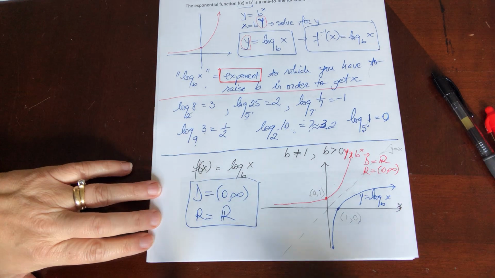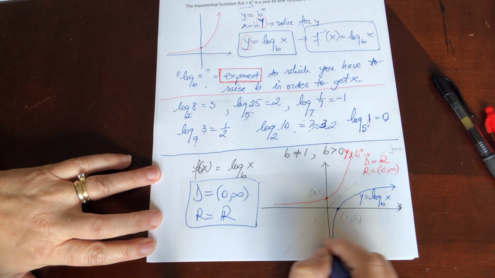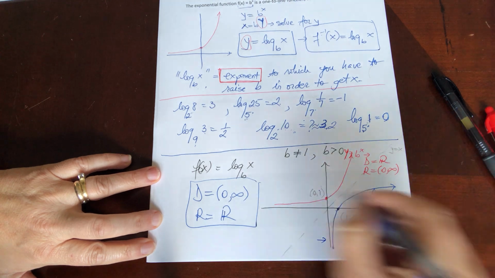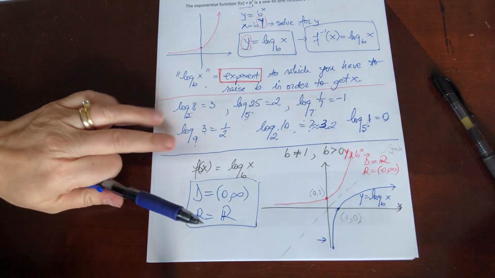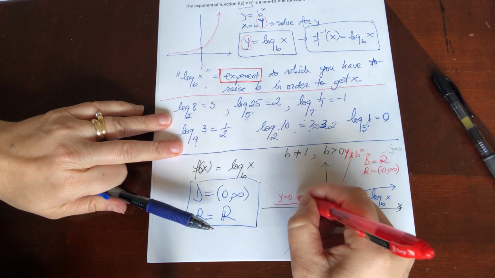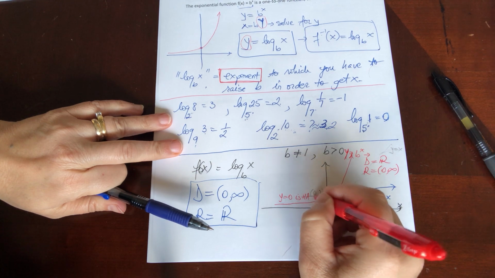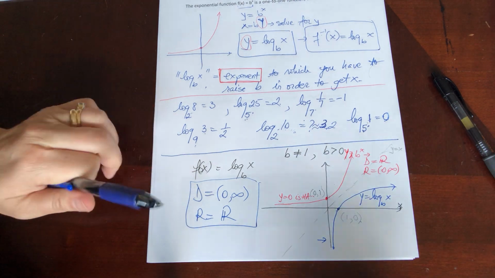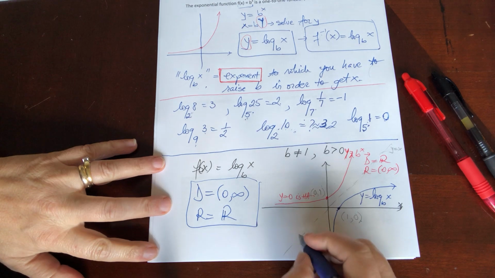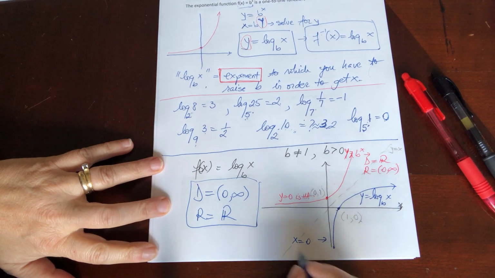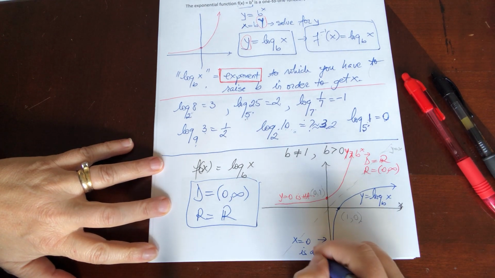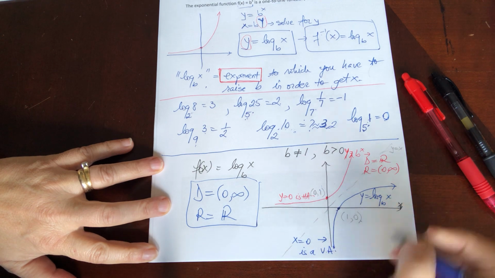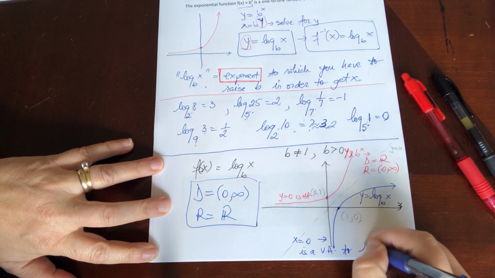Goes up and down. And as a matter of fact, as I just said, y equals 0 is a horizontal asymptote to the exponential function. So swap x's and y's: x equals 0 is a vertical asymptote to the logarithmic function.